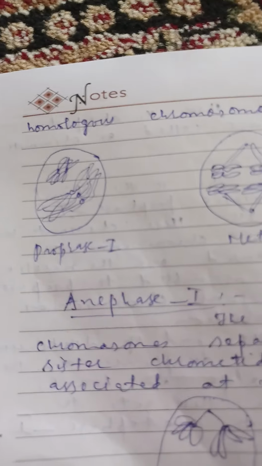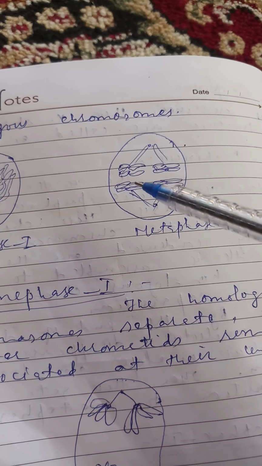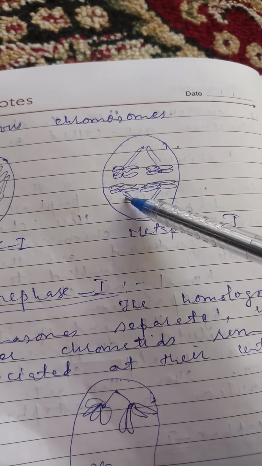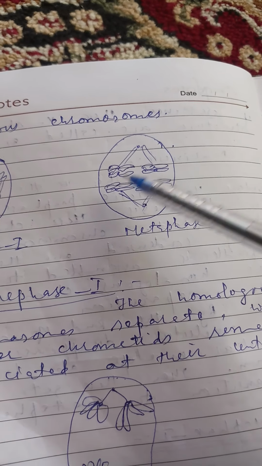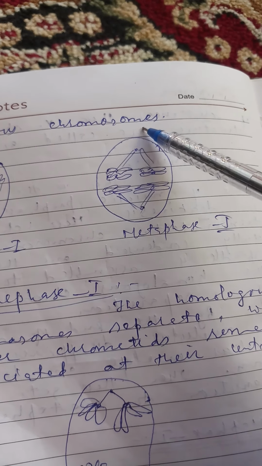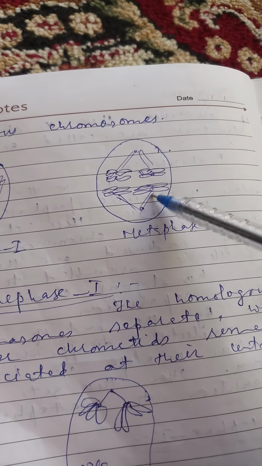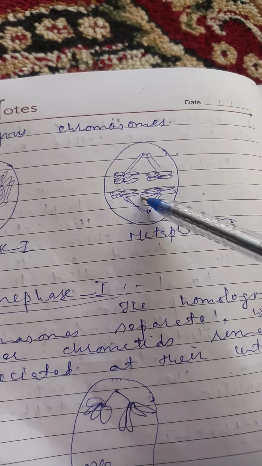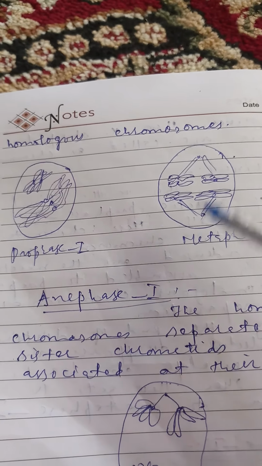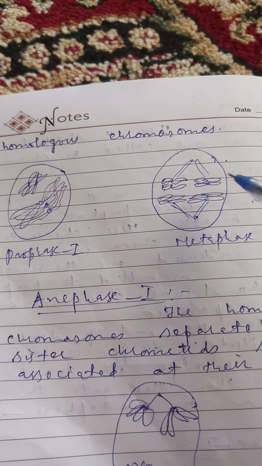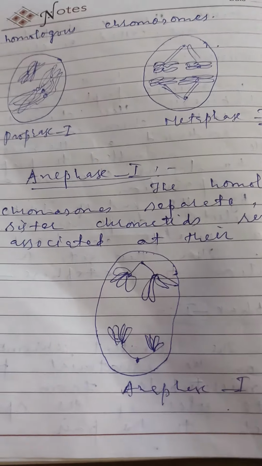This is the figurative diagram which we are trying to show you, and this is the metaphase first. These are the bivalent chromosomes which arrange themselves at the equatorial plate, and this is the microtubule in the north pole of the cell, and this is the microtubule in the south pole of the cell, and they are attached to these homologous chromosomes through spindle fibers. So this is all that happens during metaphase first in meiosis first.